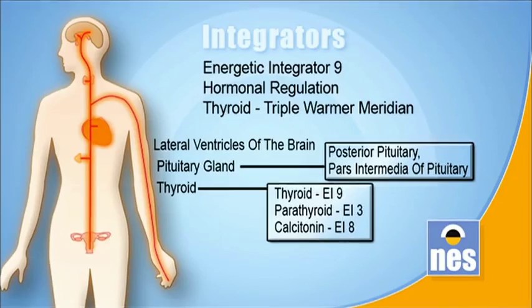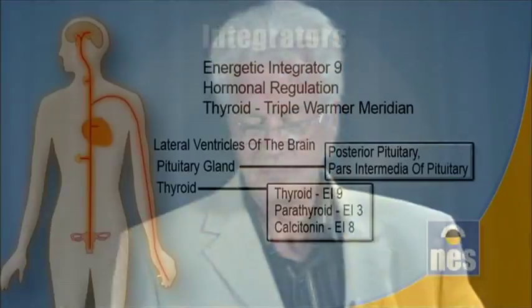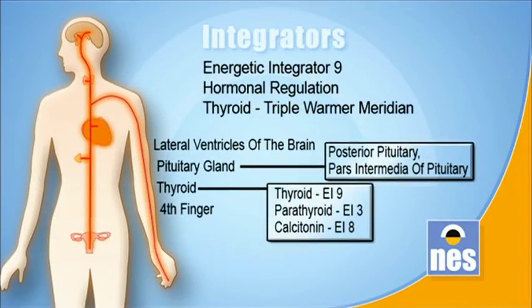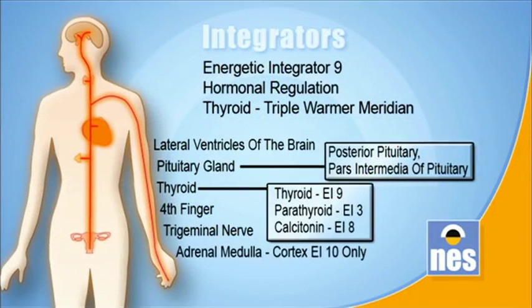We go down, this is generally thought, the meridian is thought to end on the 4th finger. There's also a link to trigeminal nerve up here, pain in the temples, trigeminal nerve. Adrenal medulla only. If you want the adrenal cortex, it's EI10. And if you use 9 and 10 together, you're going to hit the whole adrenal gland. But do you want to?